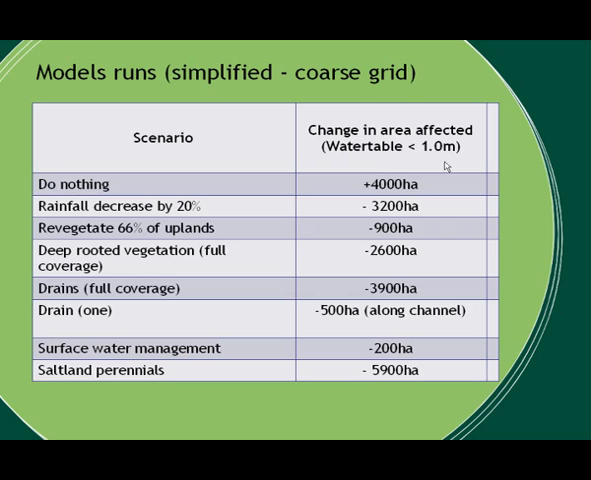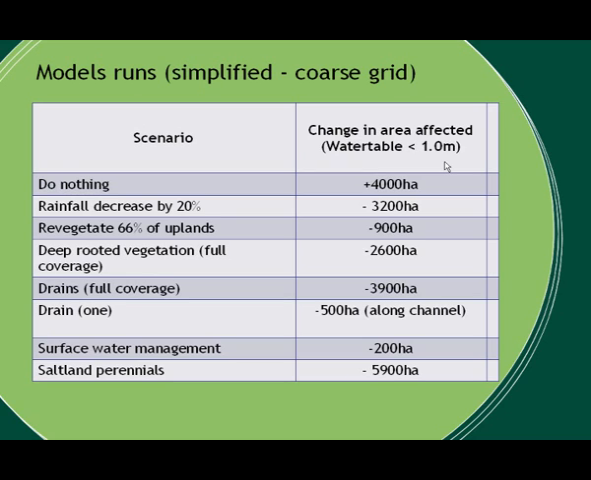out to 2030. So if in the future, from here to 2030, the rainfall in particular has reduced by 20%, of that 4,000 hectare growth we're only going to achieve an additional 800 hectares of salt-affected land. So we're better off by 3,200 hectares.